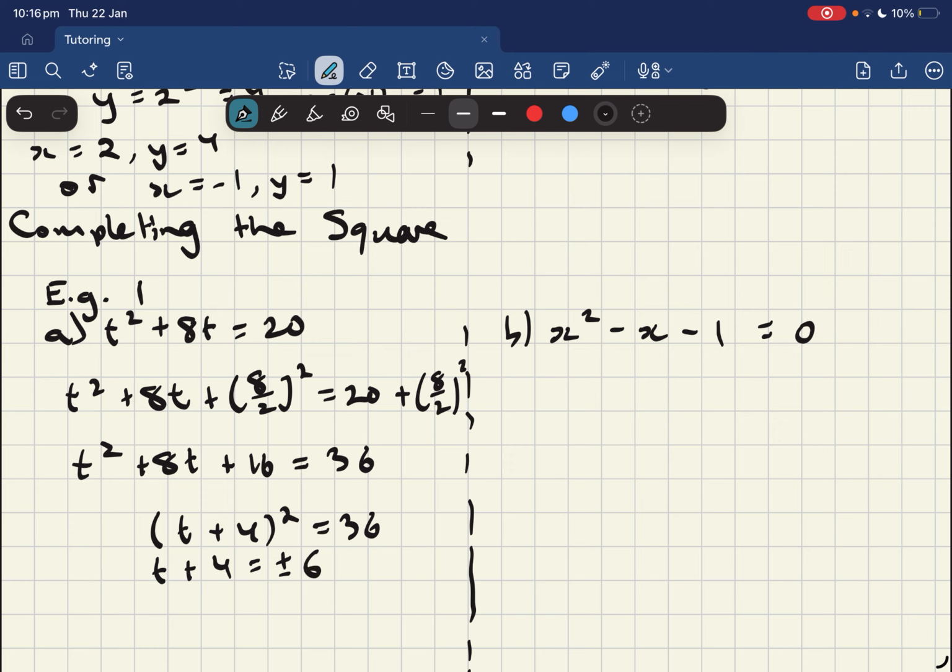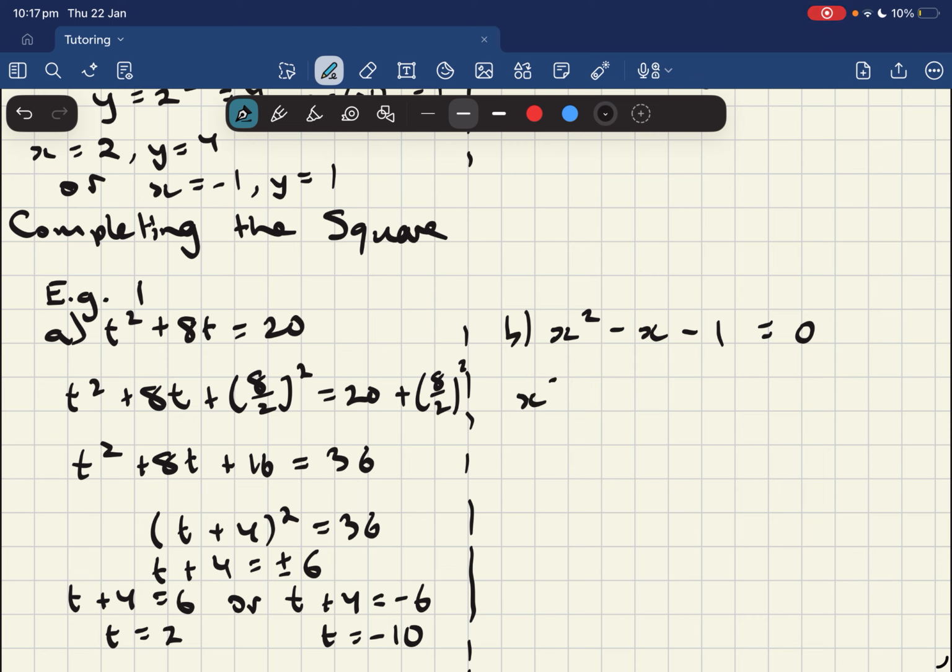So I have two options. I can either have t plus 4 equals 6 on this left-hand side, so the solution here would be t equals 2. Or t plus 4 equals negative 6, so this second solution is going to be t equals negative 10. And we're going to do the exact same thing on this side.